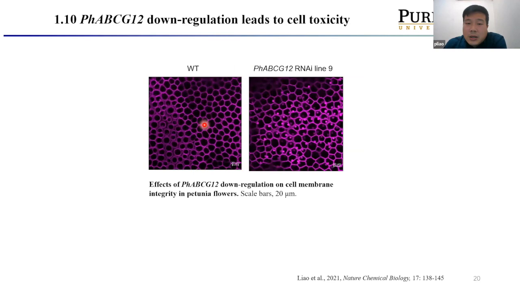However, if there is a deficiency in the plasma membrane, then the PI solution will go inside to stain the nucleus. As you can clearly see here in the ABCG12 RNAi lines, there are more dots, okay, which indicates that indeed ABCG12 downregulation causes a cell membrane deficiency in the petunia flowers.